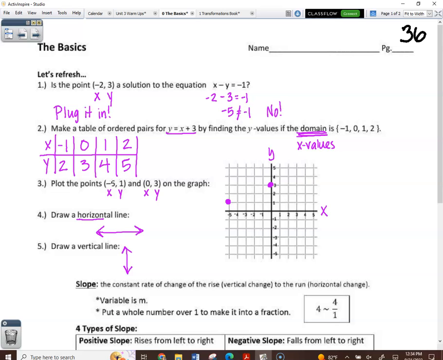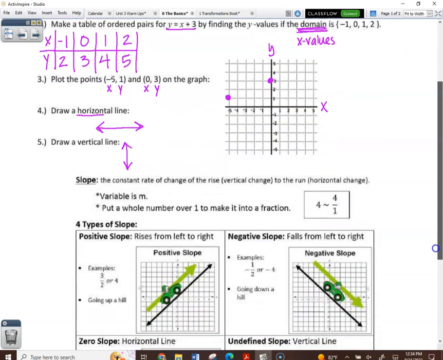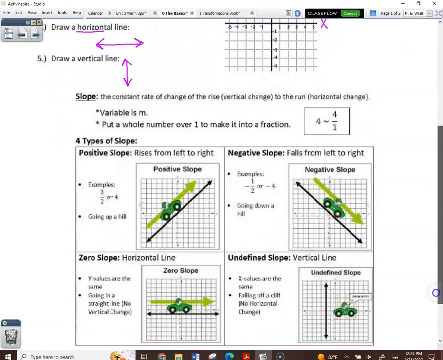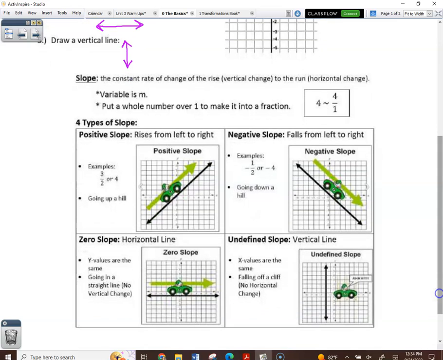All right, slope. We have already talked about slope. I've given you 4 examples of slope here, there are 4 different scenarios. You have either a positive slope or a negative slope.